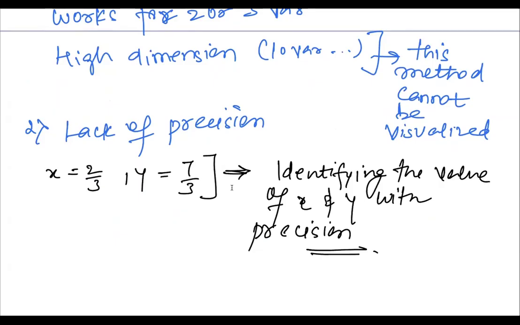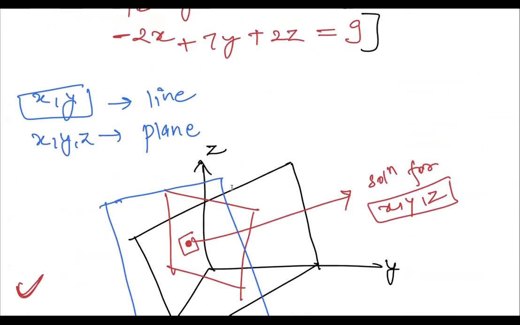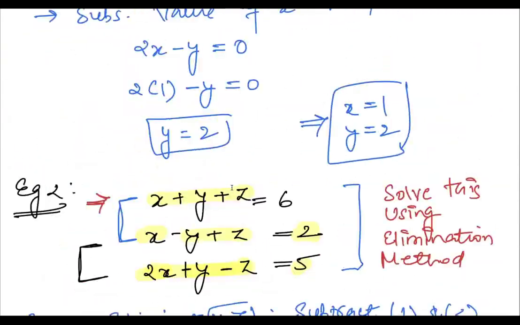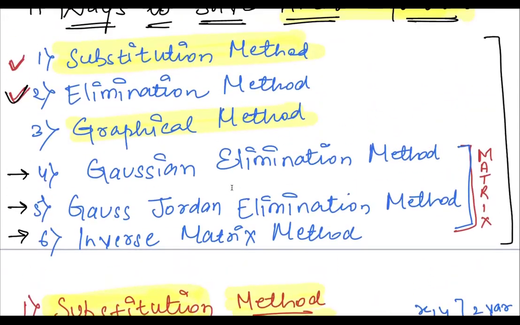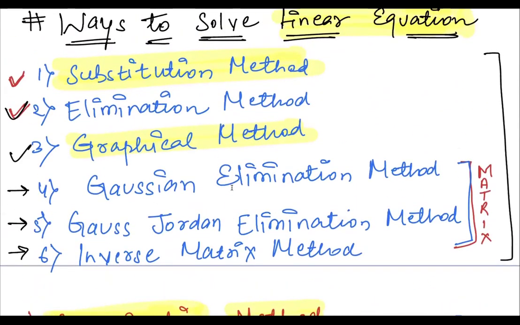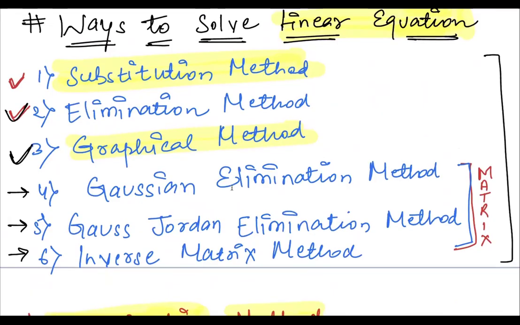Is this clear? Please tell me, is this clear? Did you all understand the three methods: the substitution method, the elimination method, and the graphical method? Did you all understand? Okay.